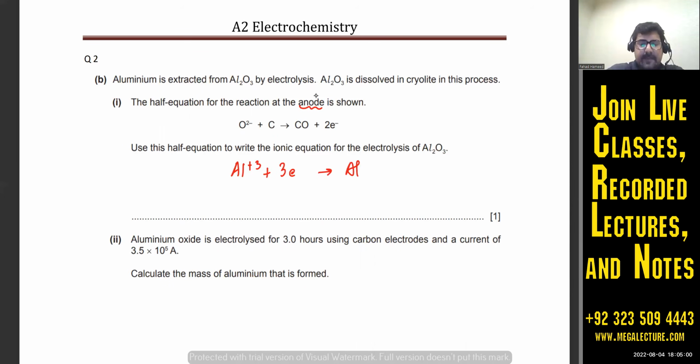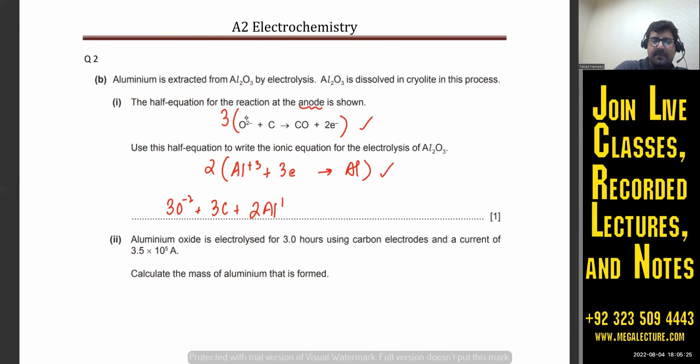So you have to make the overall equation. You just add up the anode equation and the cathode equation. This one has to be multiplied by 3, and this one has to be multiplied by 2. Electrons gained and lost equal होने चाहिए, ठीक है? So it's going to be 3O2- plus 3C plus 2Al3+, and the product is going to be 3CO, and the bottom product is going to be 2Al. Okay, that's it, just 1 mark.